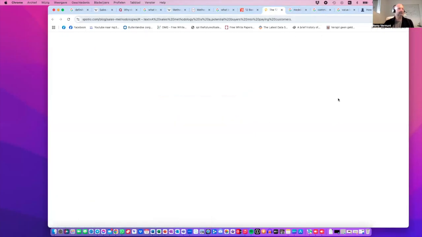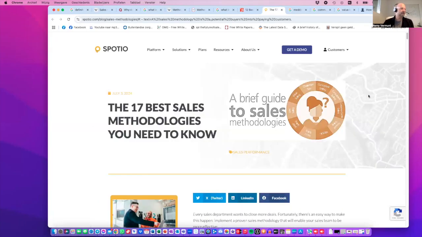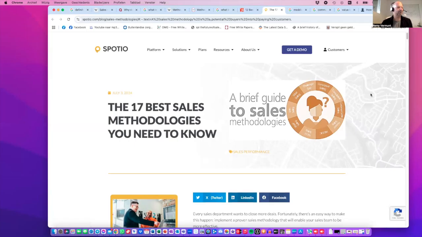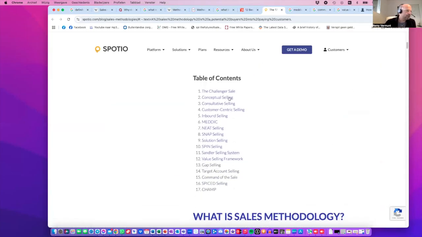We have more here. Seventeen, oh god, best sales methodologies. Let's see the table of contents. Anything new here? Challenger Sale, conceptual, consultative, customer-centric. All of them should be customer-centric. Inbound, MEDDIC, need, SNAP, solution, SPIN, Sandler, value selling framework, GAP, target account, Command of the Sale. Okay, not so much new. I will just discuss the two which were not yet on the other list.